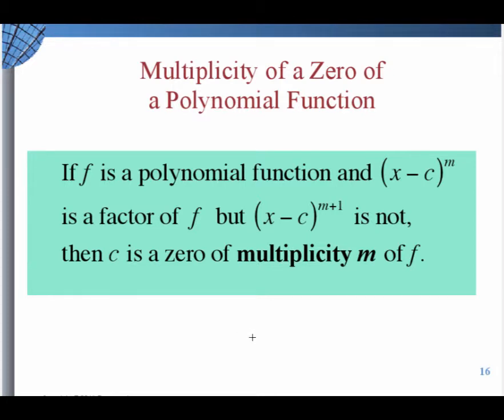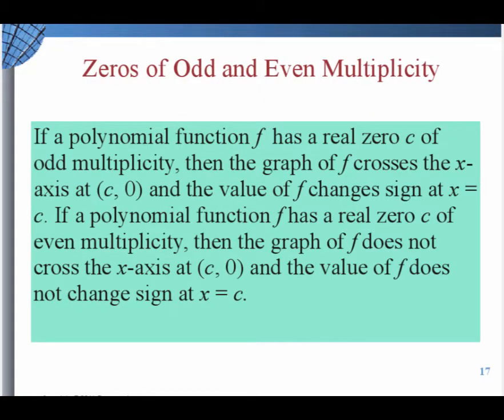So this is a multiplicity property of zeros. If a polynomial function f has a real zero c of odd multiplicity, then the graph of f crosses the x-axis at c, 0, and the value of f changes sign at x equals c. If a polynomial function f has a real zero c of even multiplicity, then the graph of f does not cross the x-axis at c, 0, and the value of f does not change sign at x equals c.